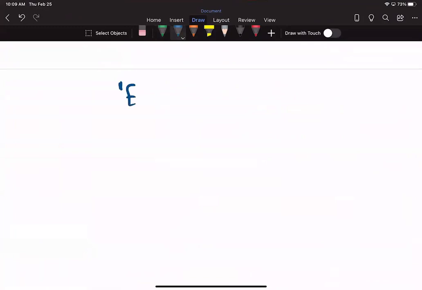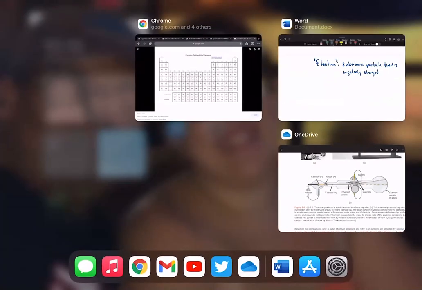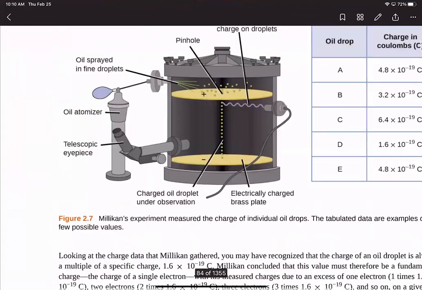So he coins this term electron. An electron is a subatomic particle that is negatively charged. So they knew that the electrons were negatively charged, and they knew that atoms contain electrons. They knew that atoms also contain a positively charged subatomic particle that we consider protons.